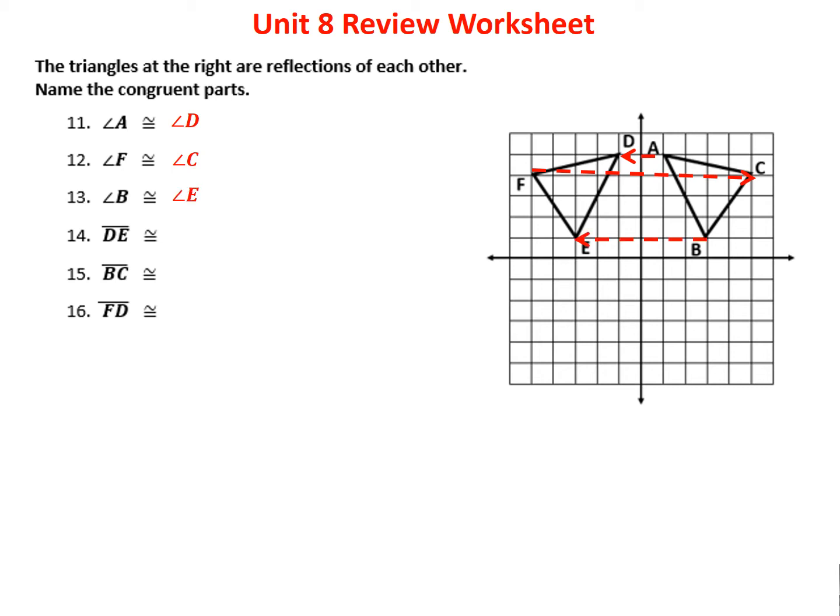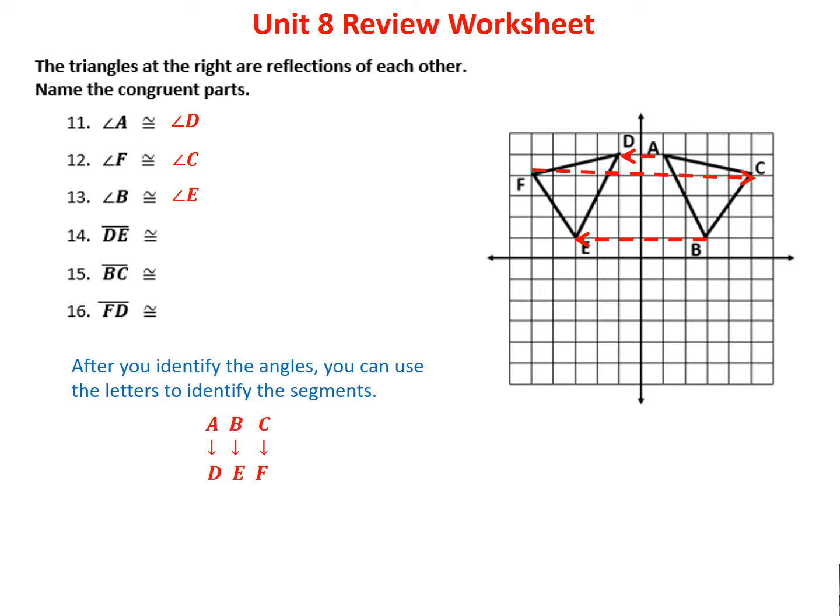Now, as I noted a little bit in the last question, after you identify the angles, you can use the letters to identify the segments. In other words, you notice that A goes to D, and B to E, and C to F. So when I'm looking for DE, I just look down here. DE is going to reflect to AB. If I look down here at BC, that's going to go to EF. And if I look here at FD, FD is going to go to CA. Pretty simple. If you can identify the angles, the sides are really simple.